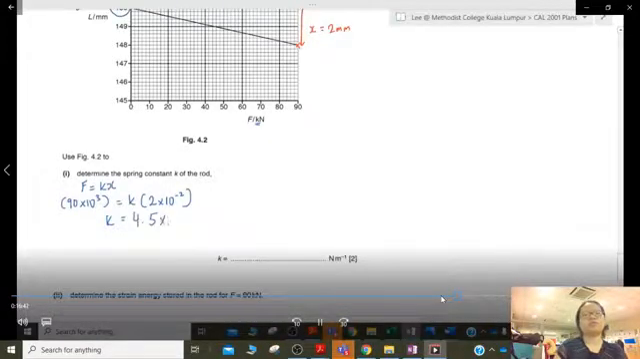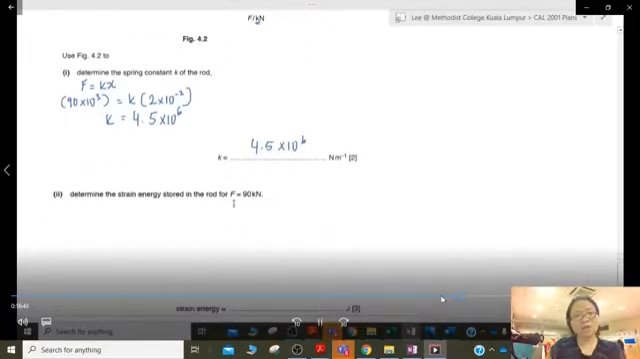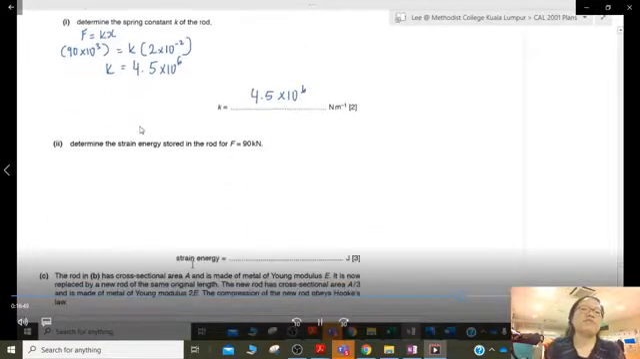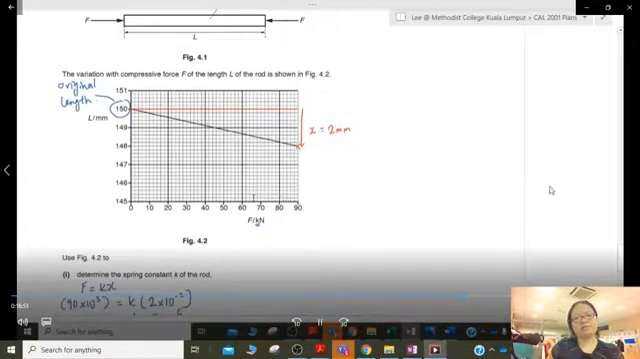I see the mistake now. Don't worry, I will change it later in the video. So when you substitute, you can find the spring constant 4.5 times 10 to the power of 6.